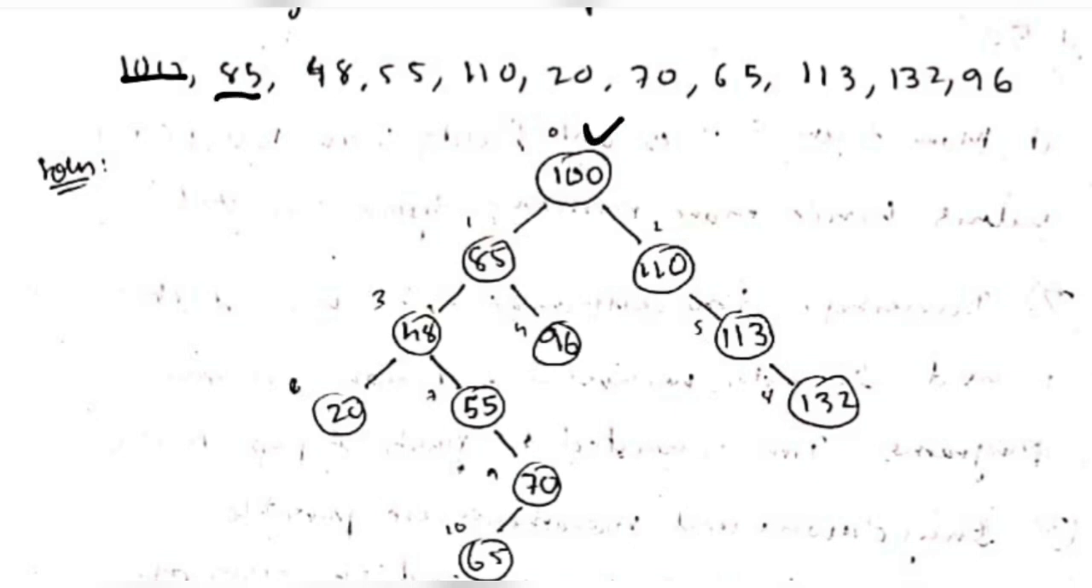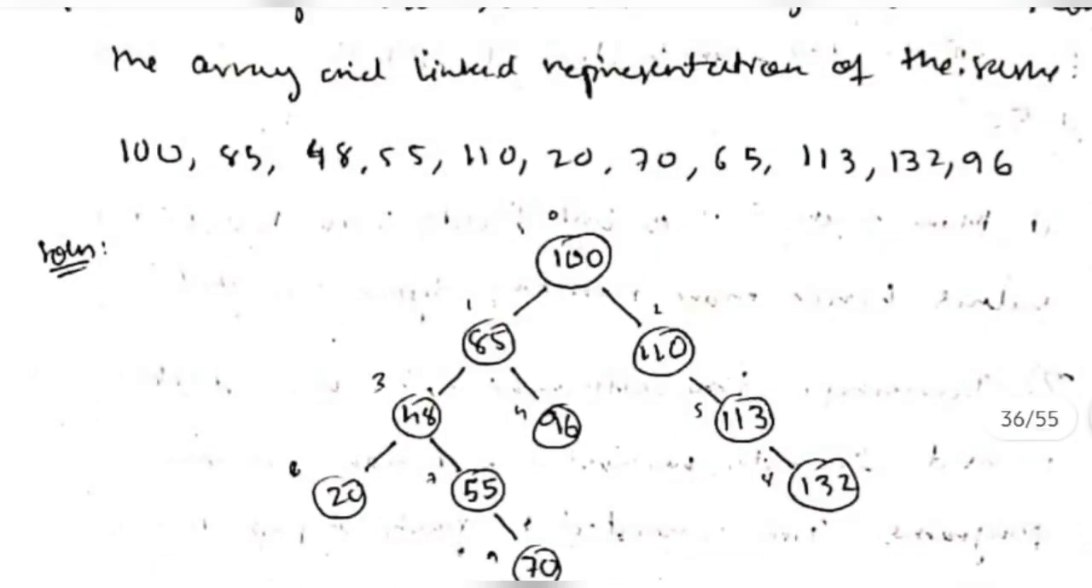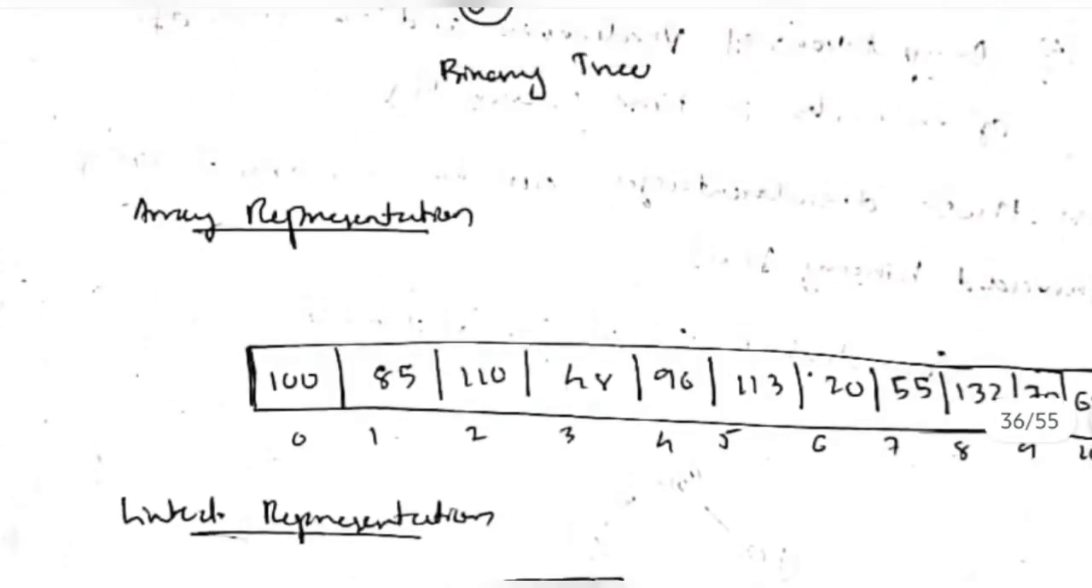This element which is 85, it's less than 100, right, so we'll put it in the left position. Then we'll consider 48. We'll start from here. 48 is less than 100, we'll move here and we'll check with 85. It's less than 85, so we'll place it here. Okay, then 55, it's less than 100, less than 85 and greater than 48, so we'll move here and put here.